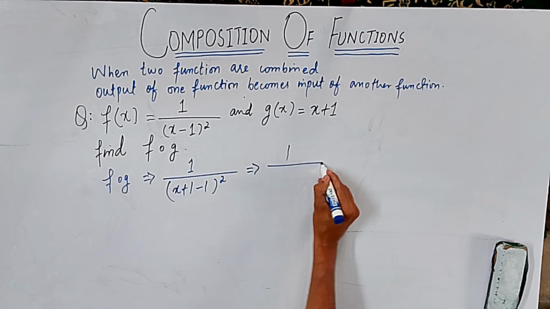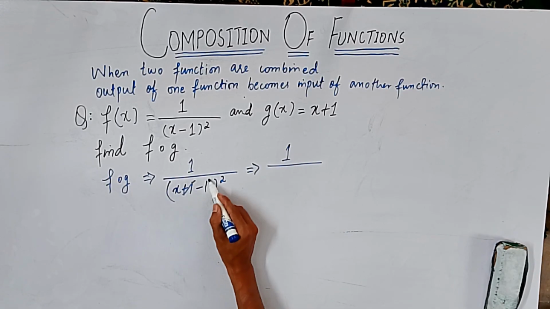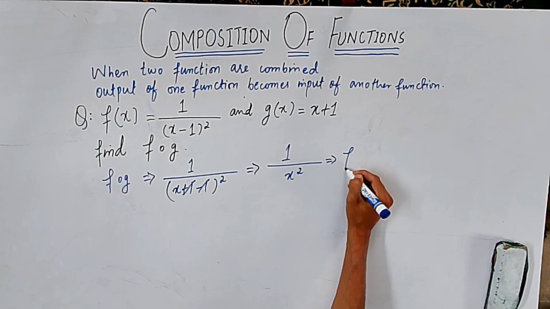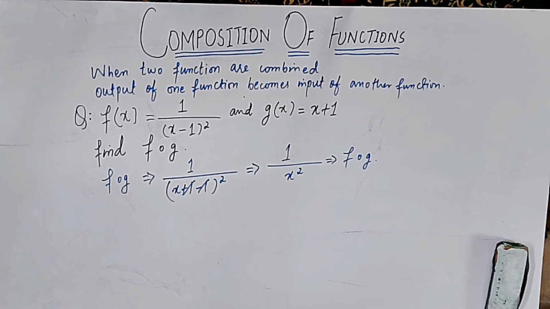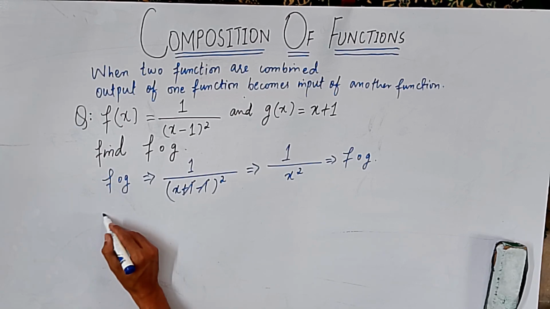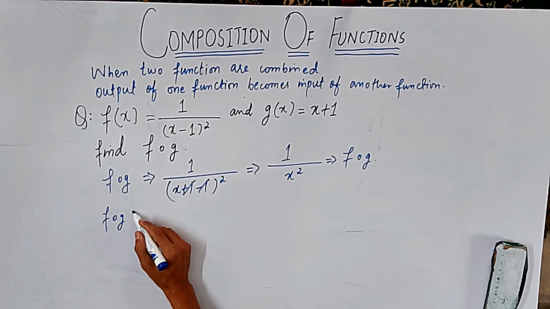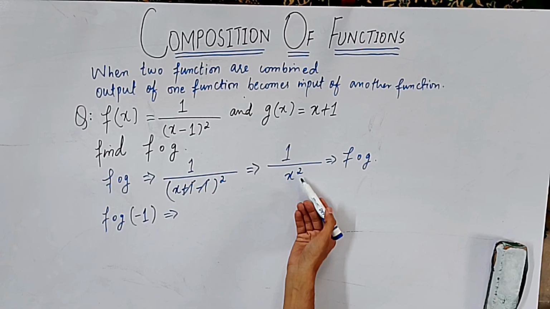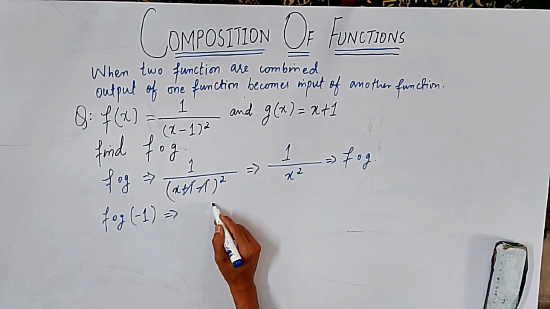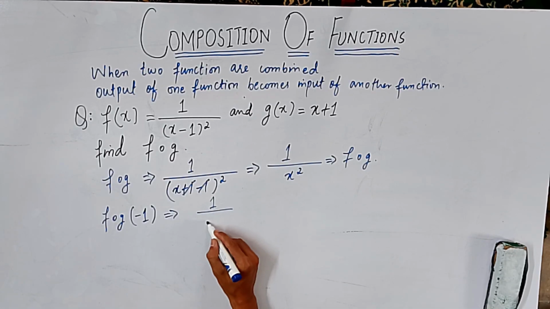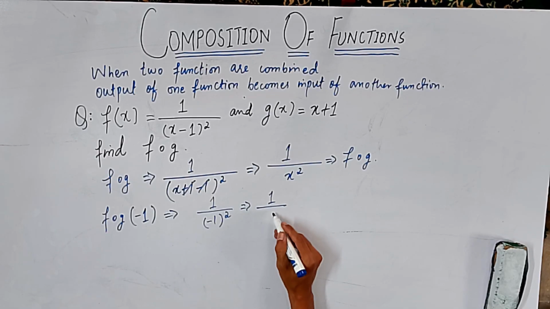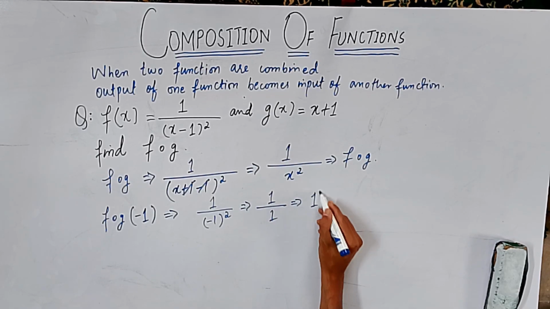So it will become 1 upon, 1 minus 1 cancel out, x square. So this is f of g of x. Now maybe it is asked to find f of g of minus 1. So how will you do? You need to just put in this particular function the value of x equals to minus 1. So it is written 1 upon x square. So in place of x you will put minus 1, and you know that minus 1 square is 1, so your answer will be 1 upon 1, which will be equal to 1.